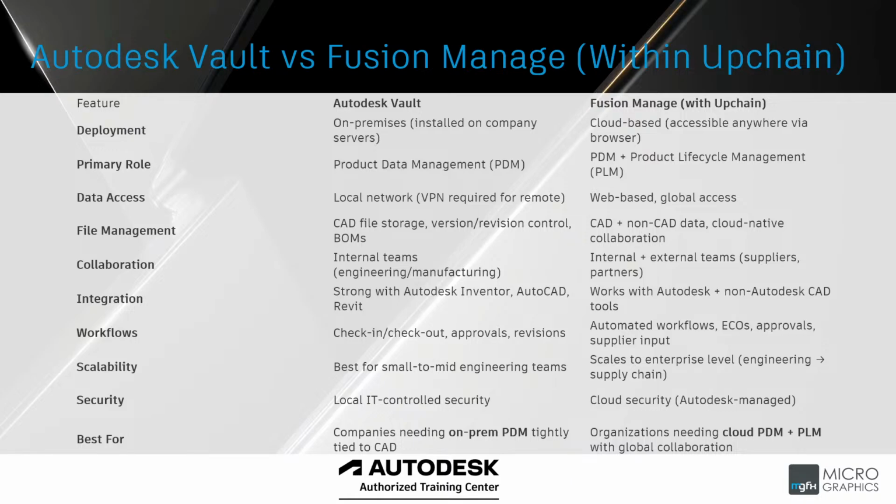A quick look at what the difference is between Vault and Fusion Manage with Upchain. Now, Vault, when we think about deployment, it's on premises, where Fusion Manage is cloud-based. Your primary role within Vault, it's a PDM, and Fusion Manage is a PDM plus PLM system, where they both can integrate your data access. Vault is local network, where Fusion is web-based.